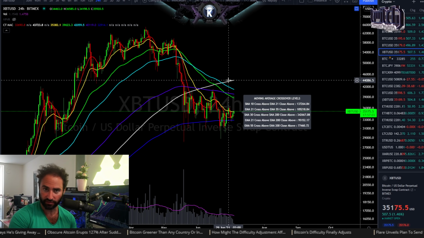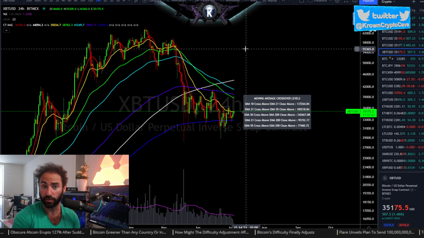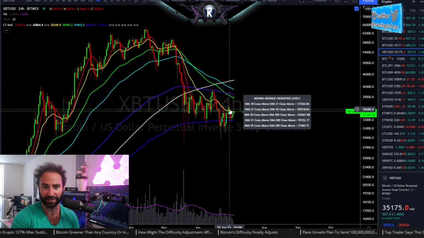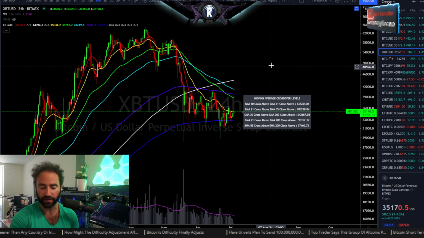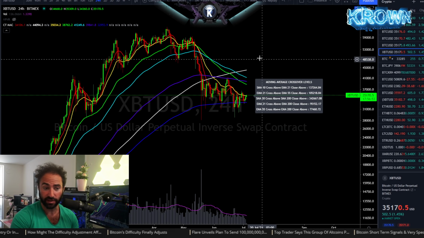The question is, does the bull trap bring us back down below 33,000 bucks, or do we hold that territory and then grind our way out for another couple months? That, in my opinion, is going to be the best case for bulls.